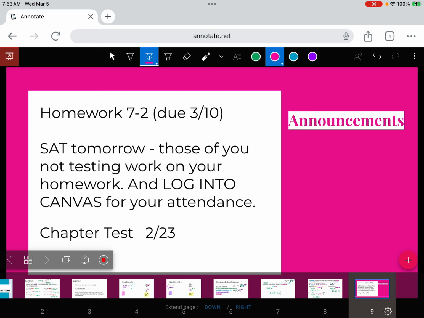SATs tomorrow. So if you are not taking the SAT, you have time to work on your homework, catch up on things, and make sure you log into Canvas to get your attendance marked. This is a great time to catch up on homework. If you have something missing, it's a great time to work on that. There are some old Canvas assignments that a lot of us have not done. They're still open. Check them.